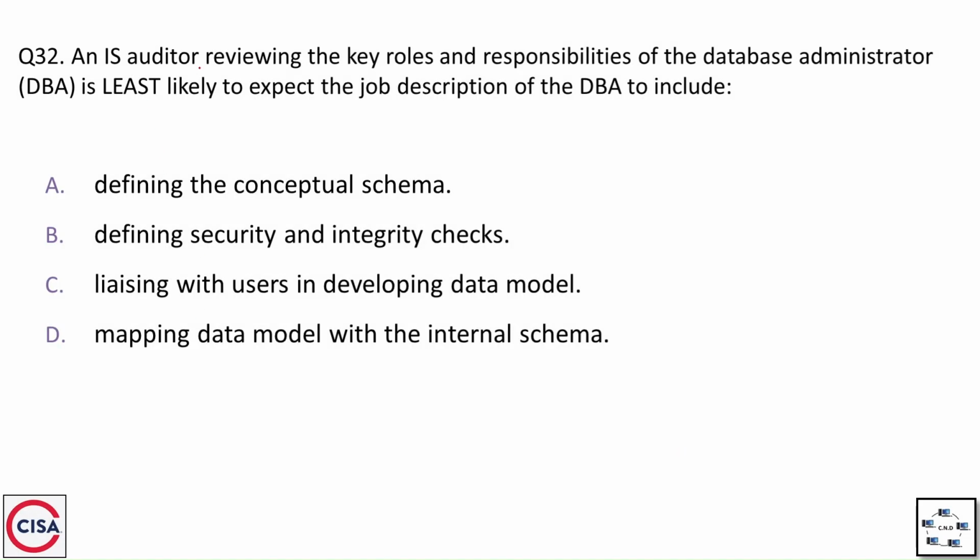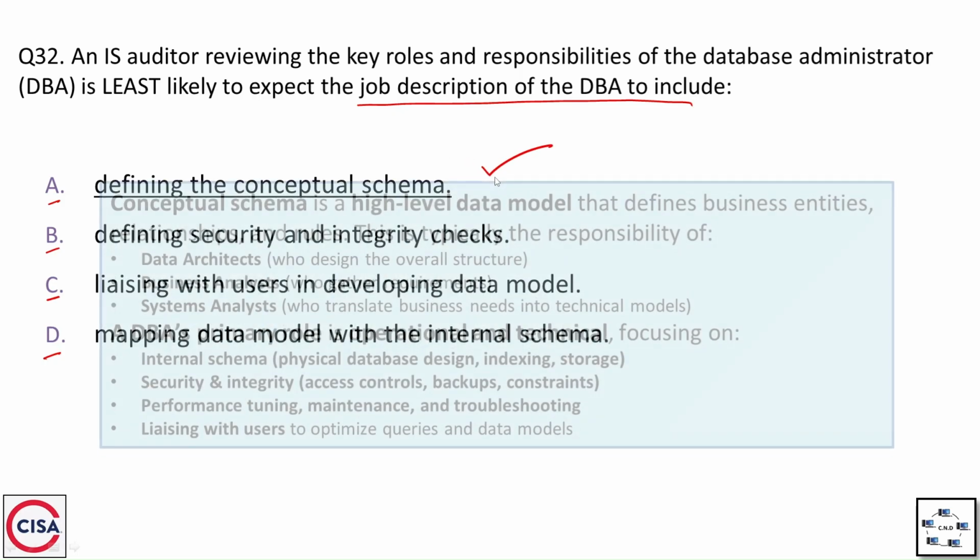Question number 32. An IS auditor reviewing the key roles and responsibilities of the database administrator, that is the DBA, is least likely to expect the job description of the DBA to include: option A, defining the conceptual schema; option B, defining security and integrity checks; option C, liaising with users in developing the data model; and option D, mapping the data model with the internal schema. And the correct option is option A, defining the conceptual schema.